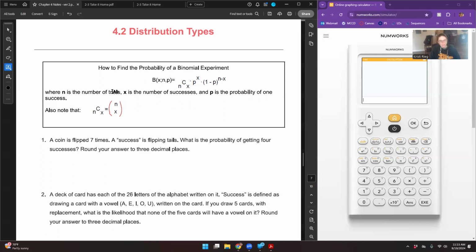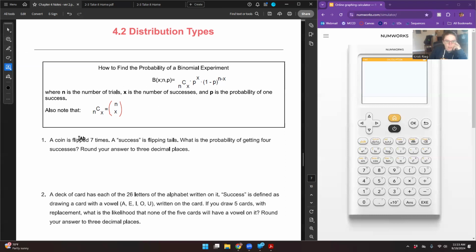Again, N is the total number of trials, X is the number of successes, and P is the probability of one success. As a reminder, this N choose X notation is the same as the big parentheses with N over X, just not a fraction. N choose X, like I said, N choose R. Okay, so let's just try one real quick, and then I want to show you something else.